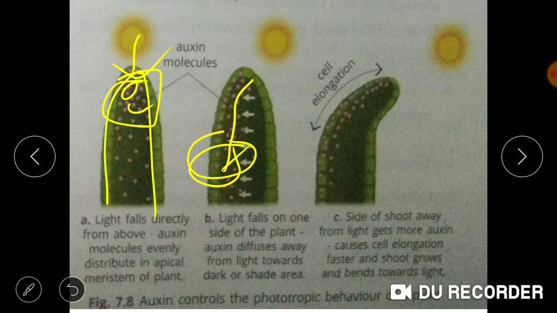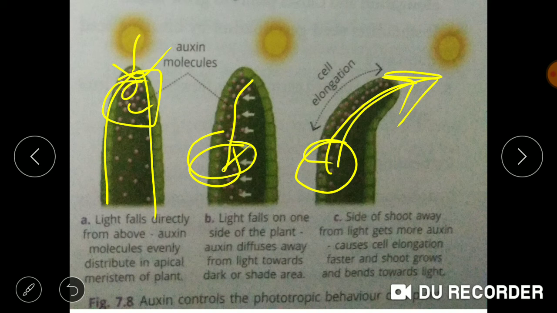Now, due to more cell elongation in this region, it will lead to bending of the stem towards the light, and hence this auxin hormone is helping the stem show positive phototropic behavior. This auxin hormone helps in the stem showing positive phototropic behavior.